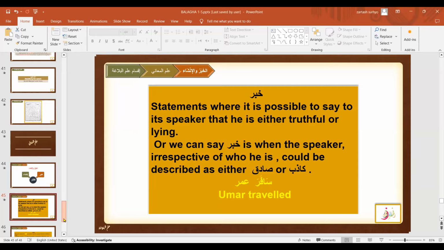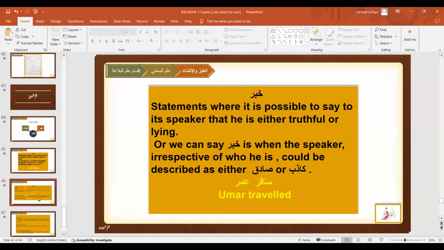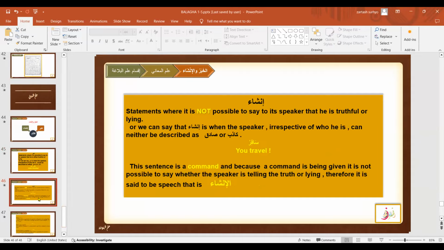So let's see, what is the next one? Insha. Now we are done with khabar. So khabar are all those statements that we can say whether they can be true or false. So khabar is when the speaker, irrespective of who he is, could be described as either Kazib or Sadiq.